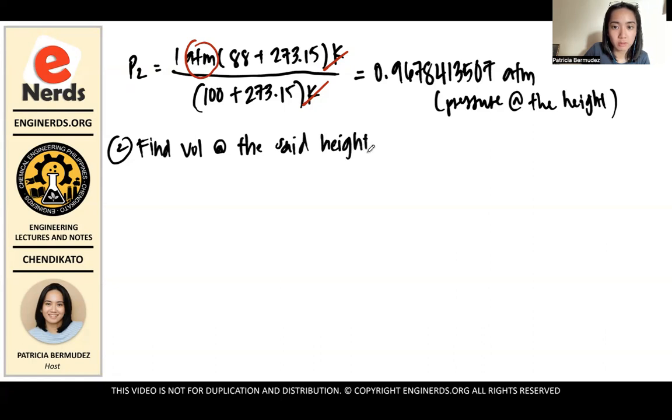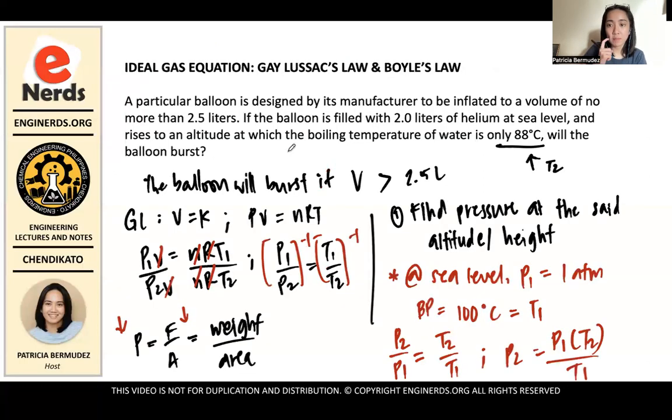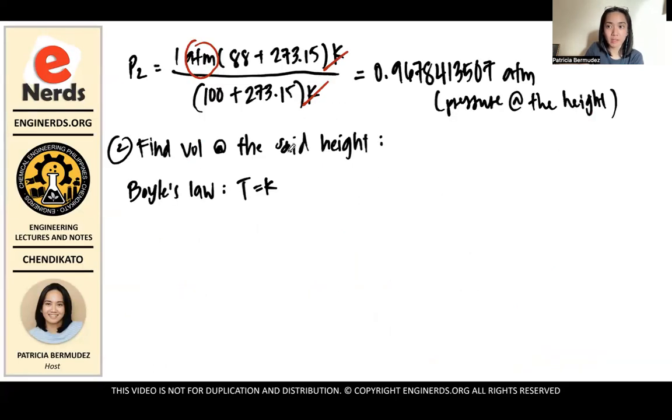Dito na natin gagamitin yung Boyle's law, which states that temperature is constant. Kasi we're not talking about, kanina, nagbago yung temperature, and this is the boiling temperature of water, and we only used it as reference to find pressure. Pero dito, we assume that the temperature, whether or not you go up to an altitude, is constant para makita natin yung change ng volume according dun sa change in pressure. Okay? So, ayan.